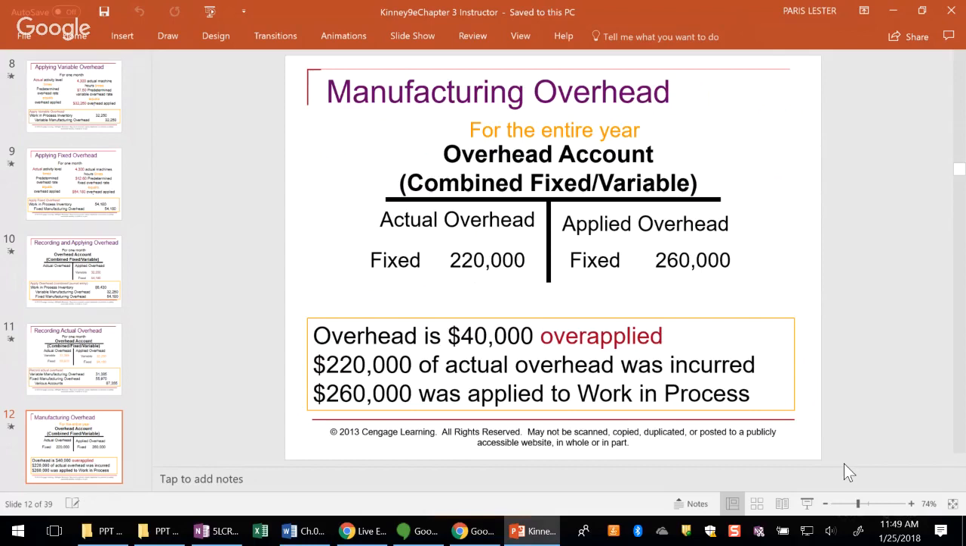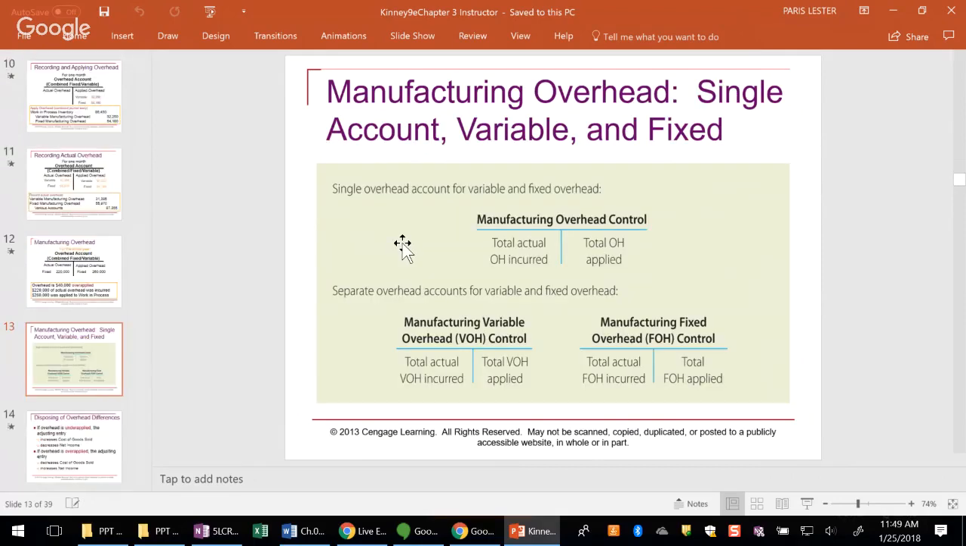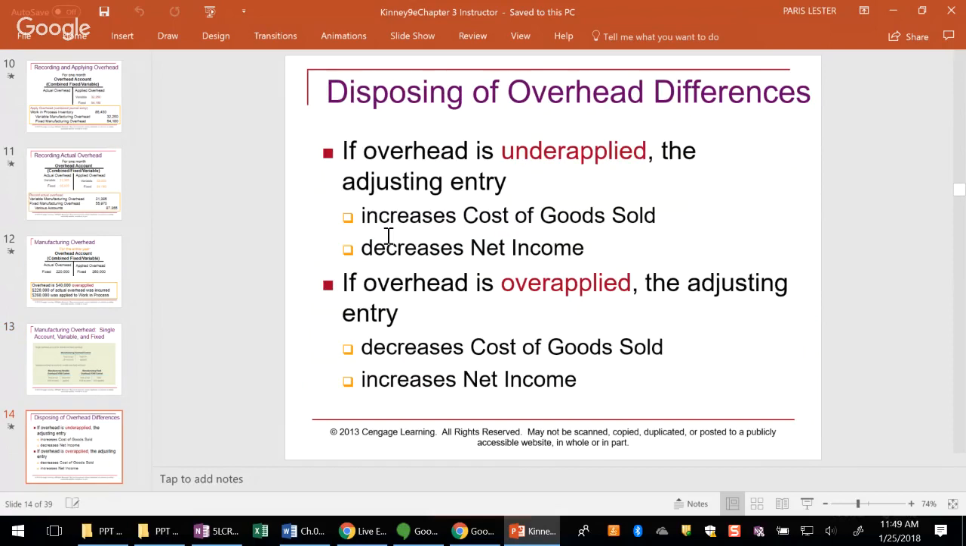And they tell you that the 20,000 was over applied. Now, that would reduce cost of goods sold, wouldn't it, if it's over applied? Yeah. So we'd have to debit 40,000 here to make this balance, an overhead account, and we would have to credit cost of goods sold. All right, then you'd increase cost of goods sold if it's reversed.